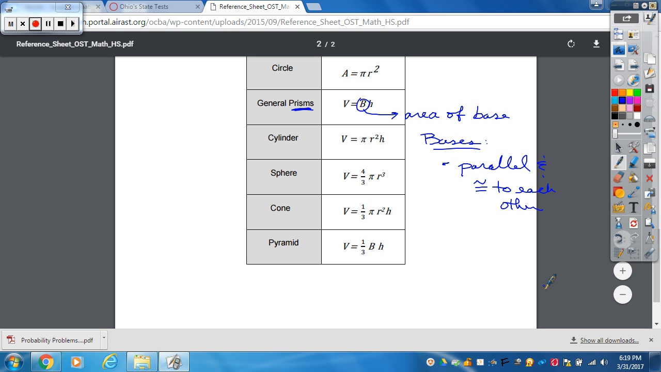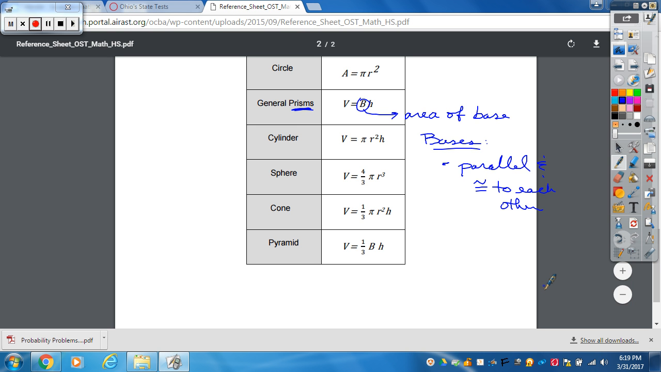If you have a triangular prism, guess what the base is? It's the triangles. If you have a pentagonal prism, the bases are the pentagons, okay? They're both parallel and congruent to each other.